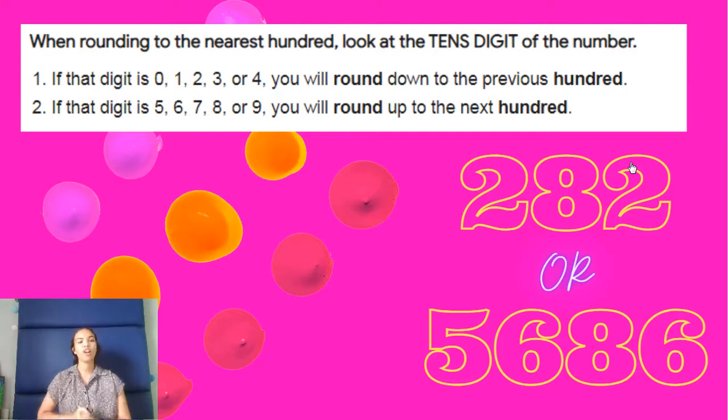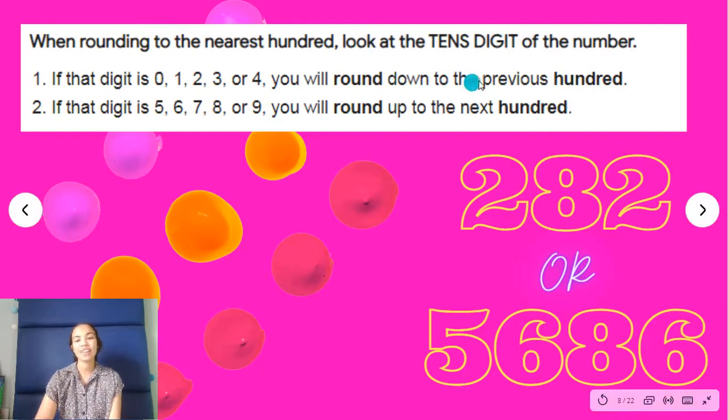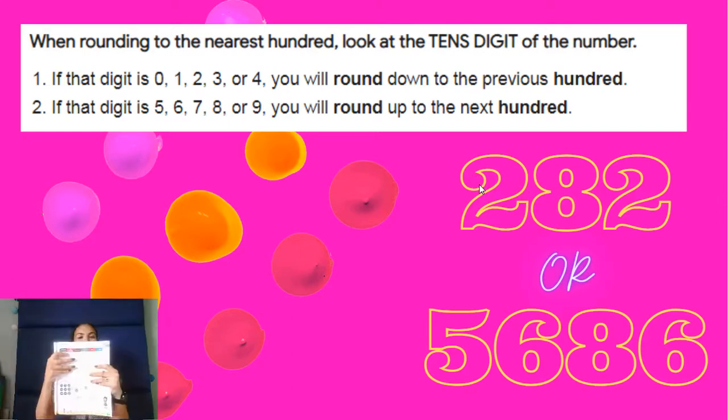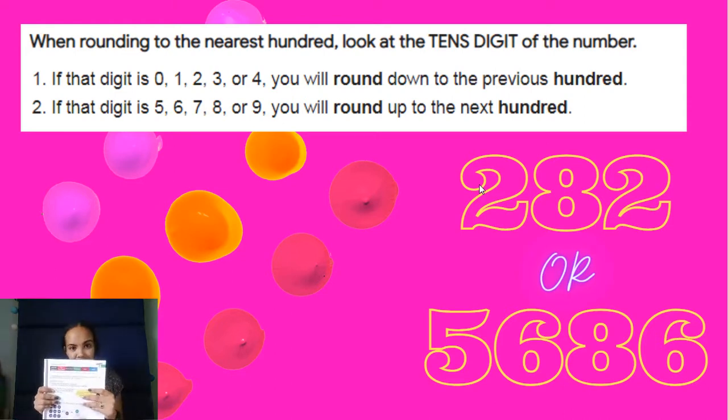Okay, next on. We are doing rounding to the nearest 100. Okay, it says look at the tens column, or the tens digit of the number this time. So now I'm going to be focusing on the nearest 100. Okay, do you know your place values? Once again. Here we go.